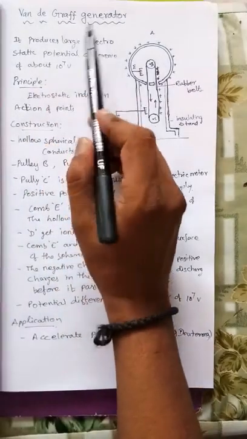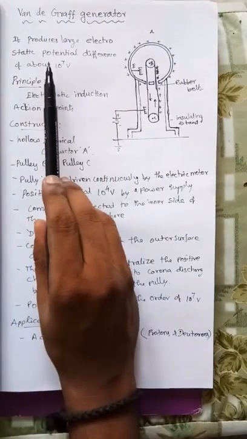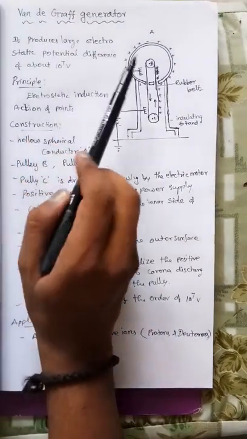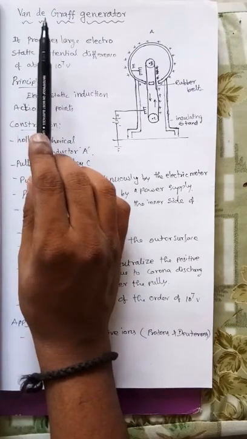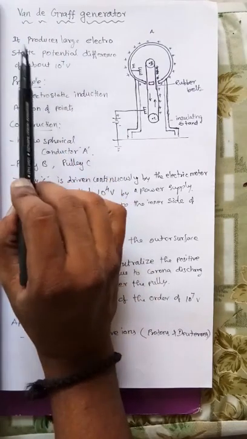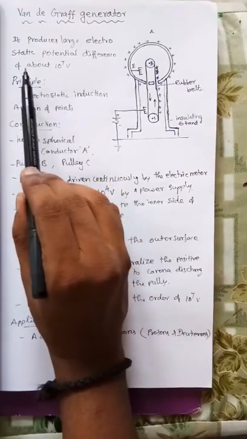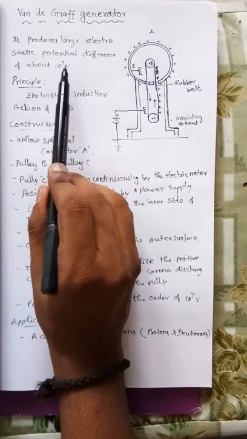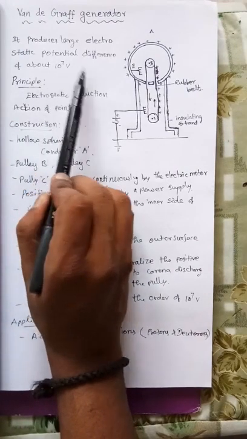Van de Graaff generator, important 5-mark question. See the diagram. This Van de Graaff generator was designed by Van de Graaff, a scientist's name. It produces a large electrostatic potential difference of about 10 to the power of 7 volts.